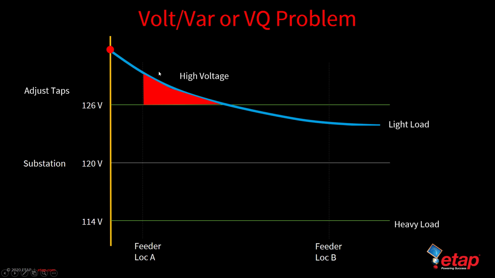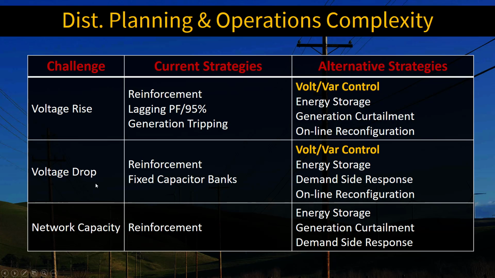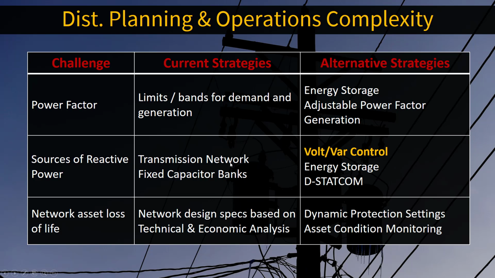So therefore, this is not an optimal control solution, and it is typically replaced with a more volt-var control and optimization approach. As we can see, for the case of voltage rise or voltage drop, we can use volt-var control as a strategy to alleviate that kind of problem, amongst other strategies that are available to us. We can also use volt-var control as a strategy for providing a source of reactive power.